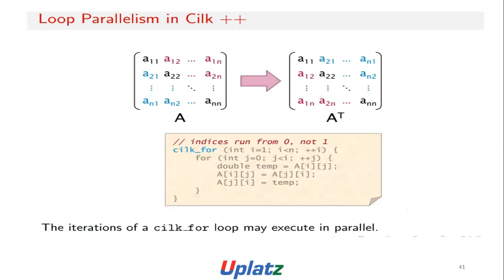Loop parallelism in Cilk++: in-place matrix transpose, A becomes A transpose. Indices run from 0, not 1. cilk_for (int i = 1; i < n; ++i) { for (int j = 0; j < i; ++j) { double temp = A[i][j]; A[i][j] = A[j][i]; A[j][i] = temp; } } The iterations of a cilk_for loop execute in parallel.